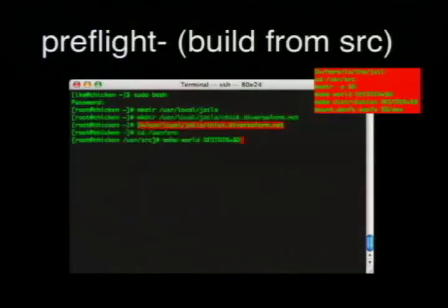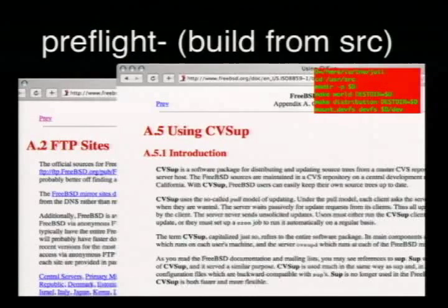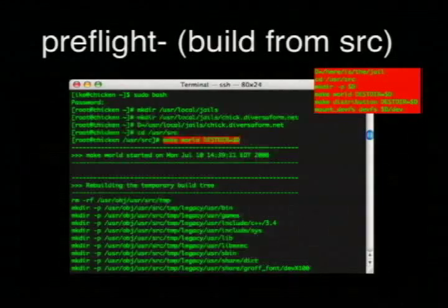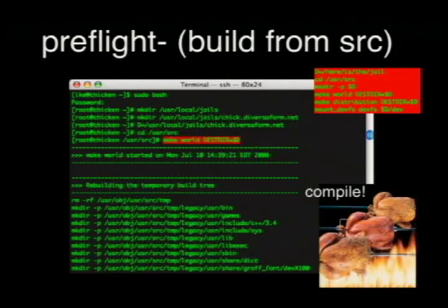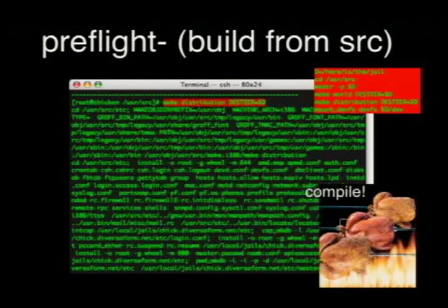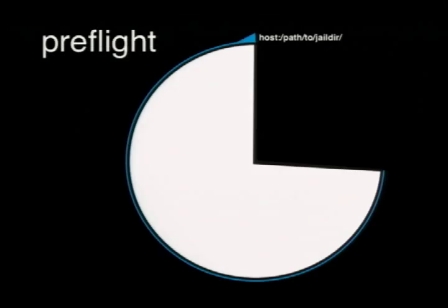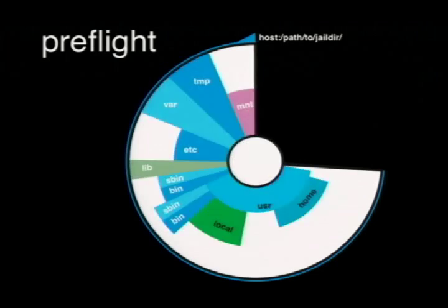Now, we're going to change to /usr/src. Here's how you get your source, CVSup or FTP or whatever. We've got our source, and we're going to run make world with the destination directory being the directory we just created, where our jail is going to live in the host's userland. So you run make world, and you let it cook. Then you make your distribution, and you let it go. So what did we just do? We made our directory, and we populated it with the base userland utilities of our operating system.